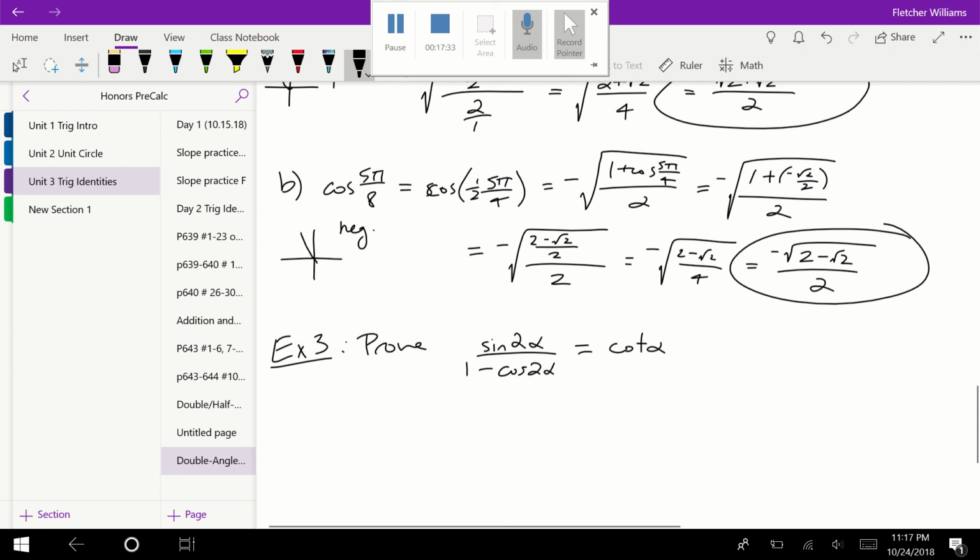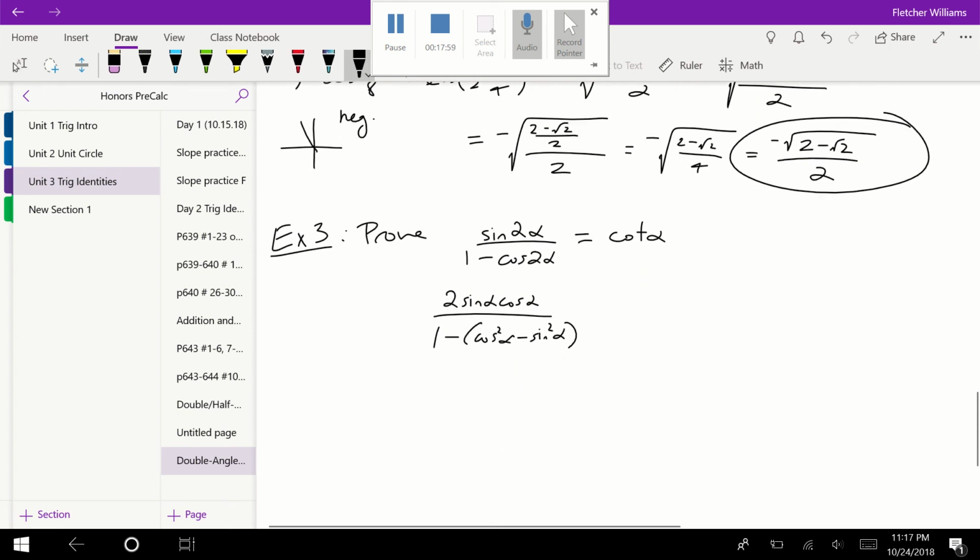I'm just going to start rewriting it in terms of my double angle identities. So sine of 2 alpha becomes 2 sine alpha cosine alpha. And on the bottom I'm going to replace cosine of 2 alpha with cosine squared alpha minus sine squared alpha. Okay. What does that leave me with? 2 sine alpha cosine alpha over 1 minus cosine squared alpha plus sine squared alpha.